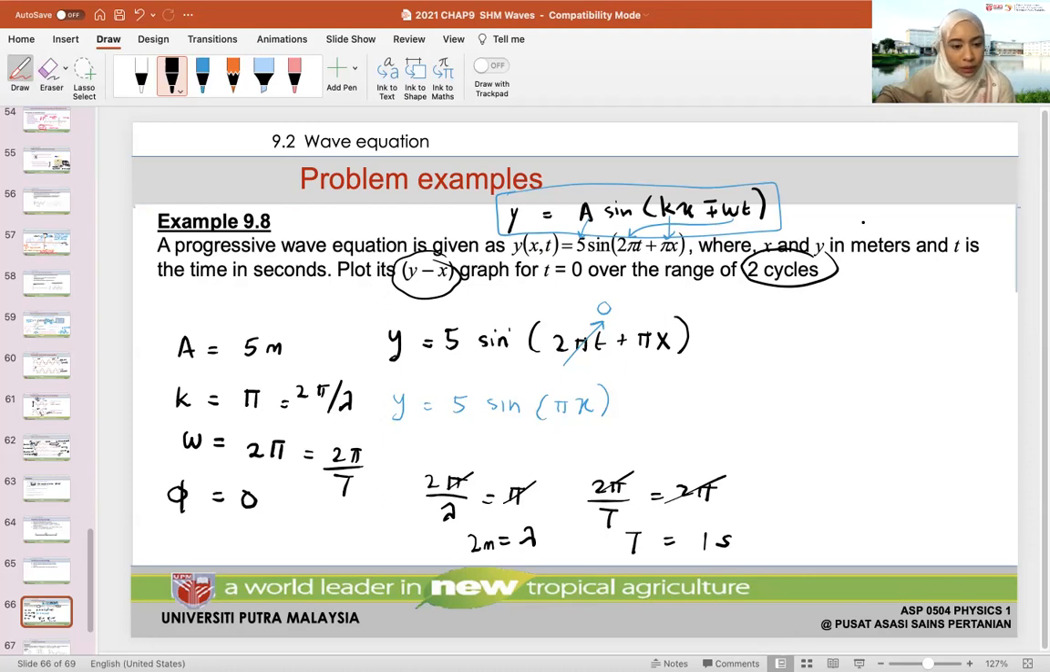Did I calculate this correctly? 2 pi over T is omega, correct. T is 1 second. Okay. 2 pi over lambda. So lambda is 2. Okay, correct. Lambda is 2 and T is 1 second.